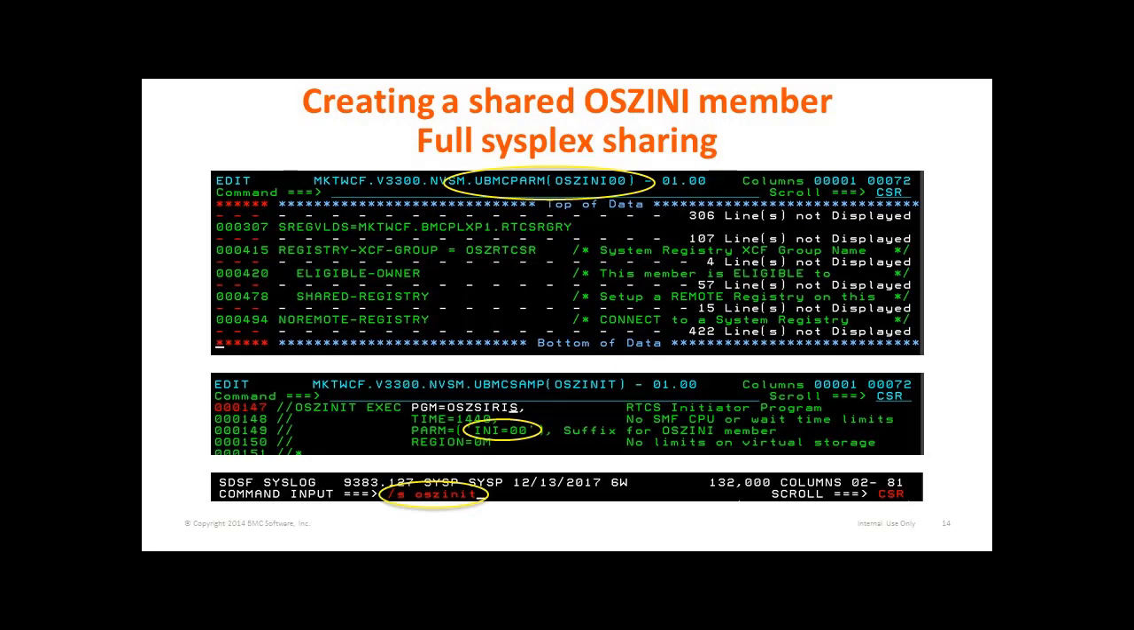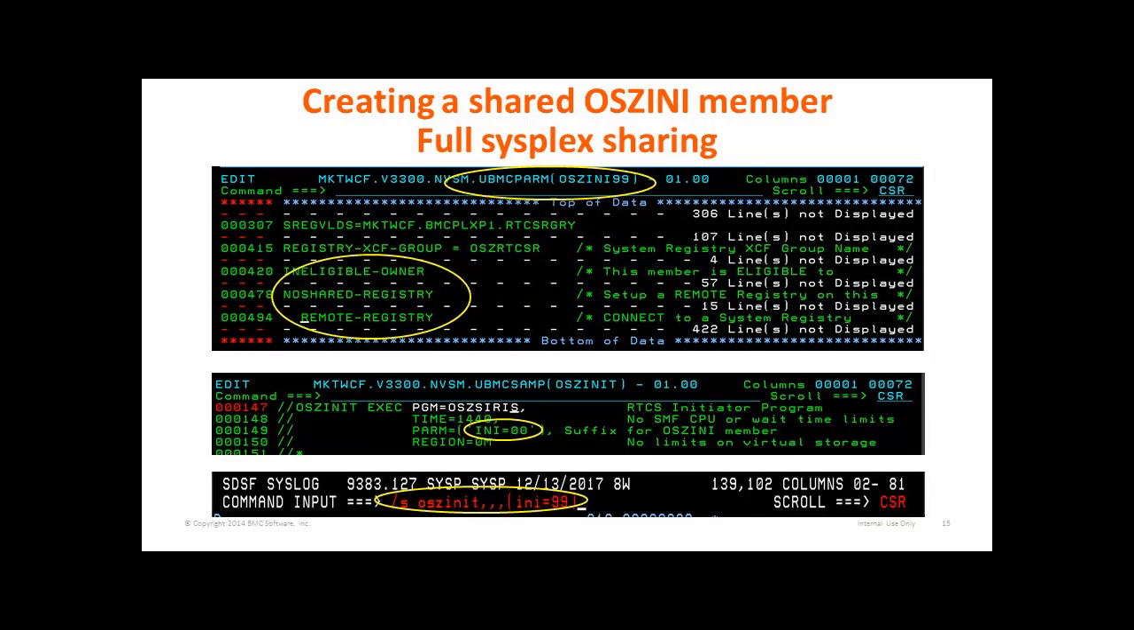To create a shared member, simply copy the LPAR-specific OZI ANY member to a member suffixed with 00. This can be used by all the eligible owner members. In order for the shared member to be used by all RTCS instances, modify the OZI init proc to point at ANY member 00, rather than whatever hard-coded sysclone value it was delivered with. A simple /S OZI init command can be used to start RTCS on all eligible owner LPARs.